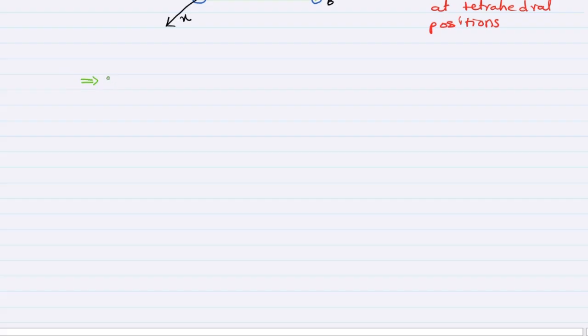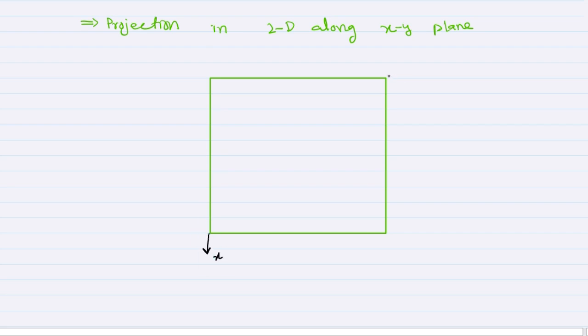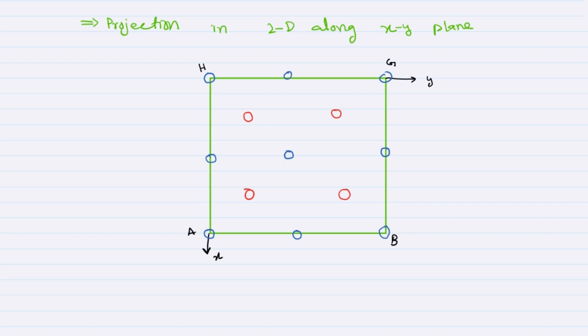So now projection in 2D along XY plane. So if this is your X direction, this is your Y direction, and if this is your corner A, B, G and H, similar to the previous figure, so these are the corner atoms. These 4 are the corner atoms, and these 4 are the face atoms, and this is the bottom face atom. Now we will put the atoms that are at the tetrahedral position. So this red atom indicate the carbon atoms at tetrahedral position.